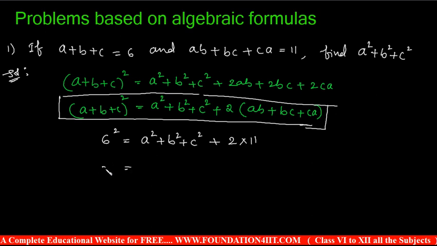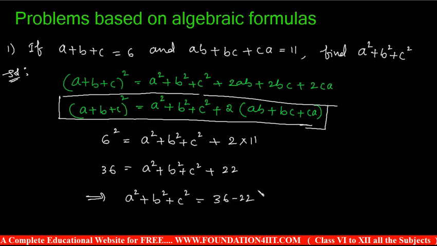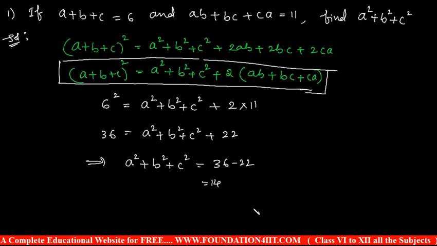6 into 6 is 36. a square plus b square plus c square plus 2 elevens is 22. Taking 22 to the left side, a square plus b square plus c square is 36 minus 22, that is 14. So 14 is the solution for this problem, that is a square plus b square plus c square.